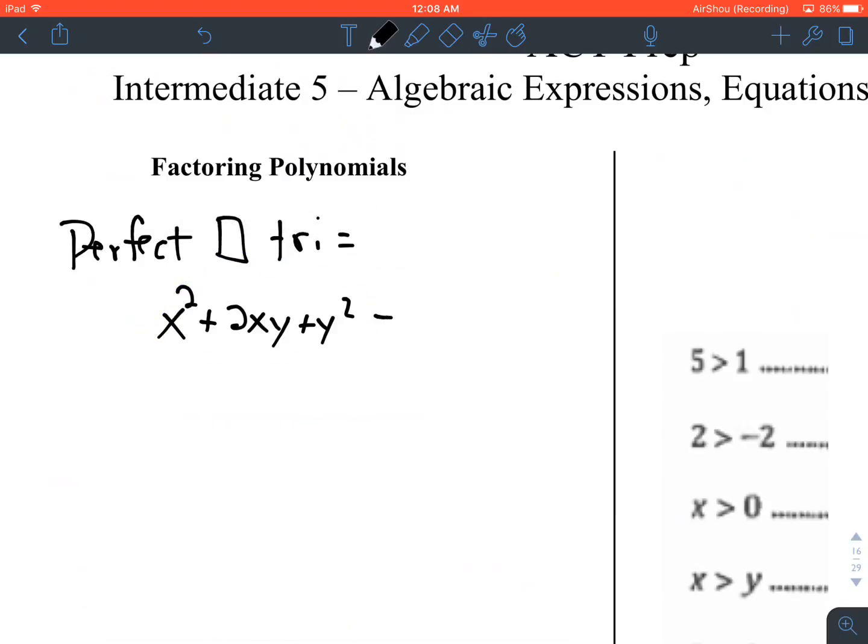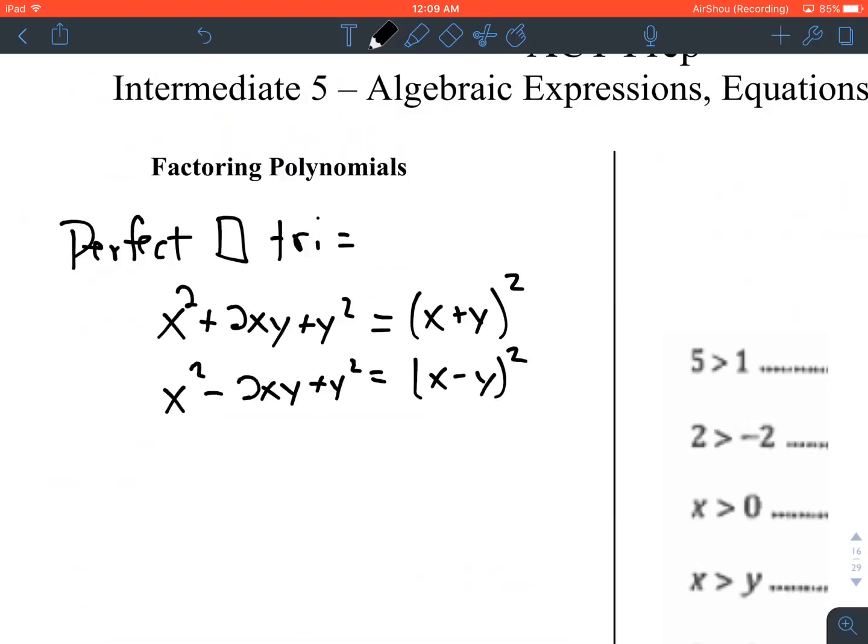That's always going to factor into an x plus y squared. Another version of the perfect square trinomial is x squared minus 2xy plus y squared. That will always factor into the binomial x minus y squared.